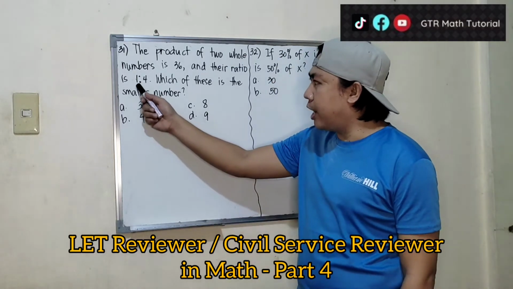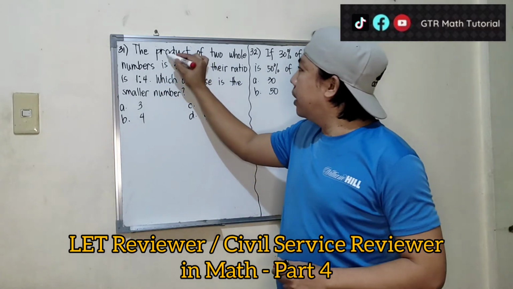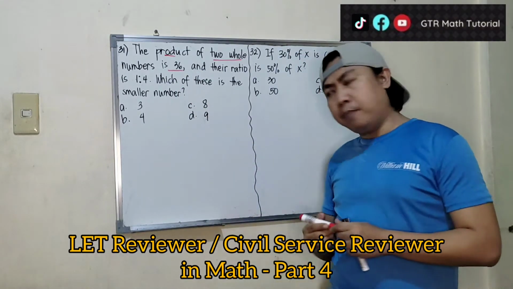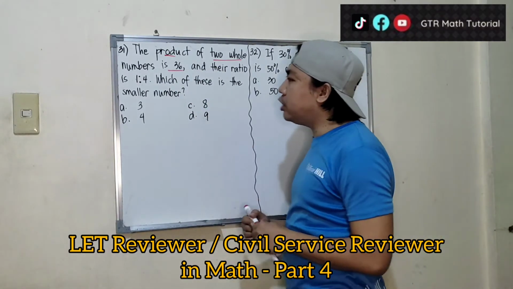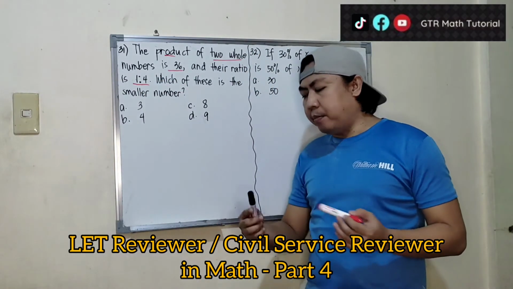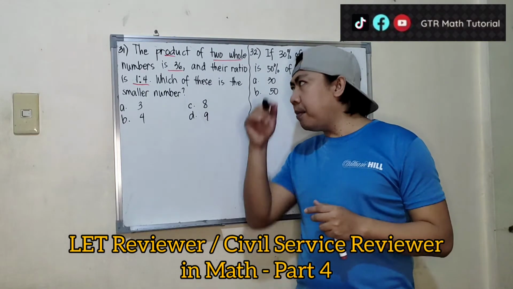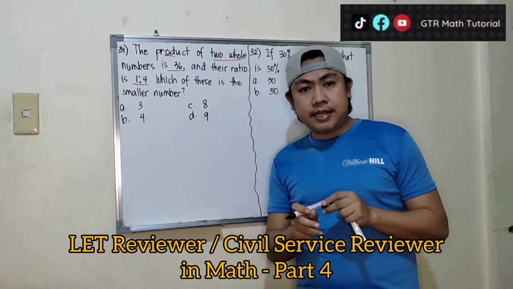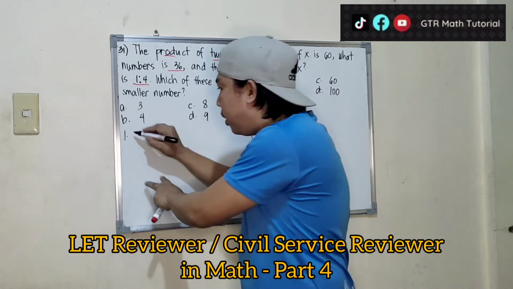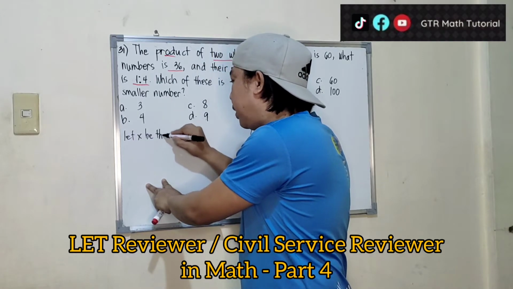Since meron tayong ratio, 1:4, ang given natin, the product of two whole numbers is 36. So, whole numbers dapat ang solve natin. And their ratio is 1:4. Ang hinahanap, which of these is the smaller number? Hindi natin alam yung smaller number and bigger number. Ang alam lang natin, ang product nila is 36. So, mag-let tayo ng x or kahit anong variables. Let x be the smaller number.